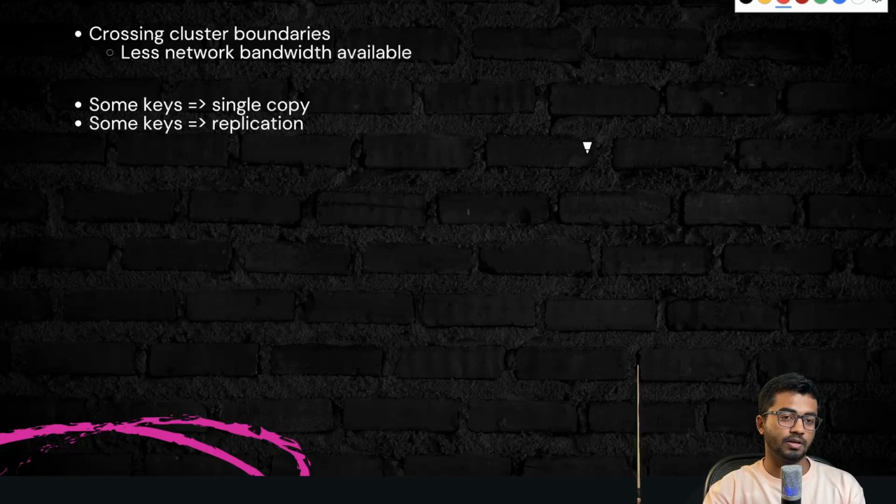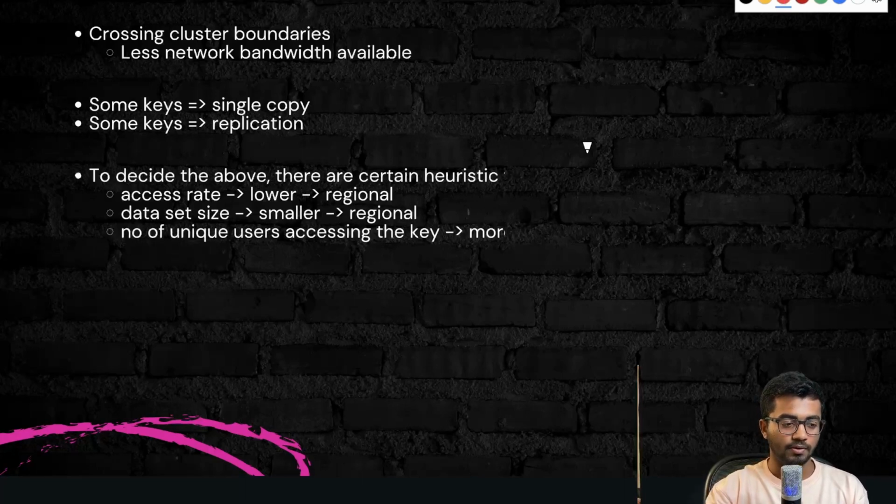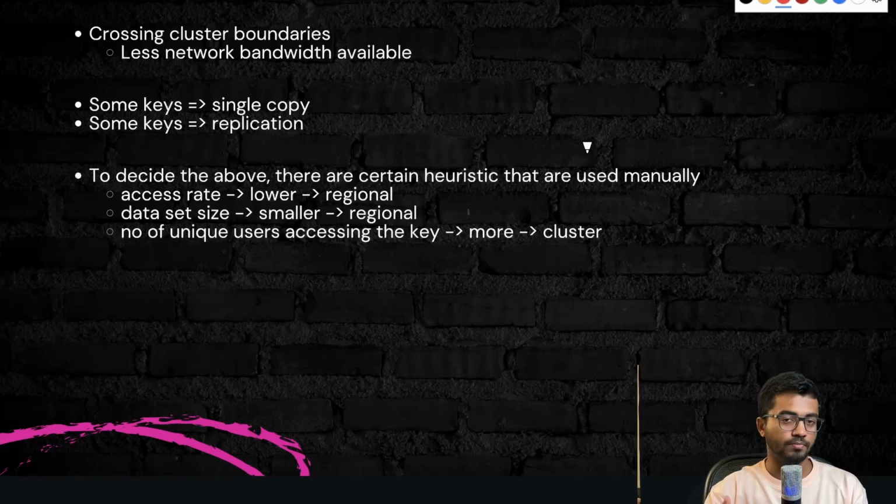And it determines how do we smartly do that. For that, we use some kind of heuristic to decide which goes where. Do some keys go to the regional cluster, or do some keys go to the replicated one? So these are the primary three things based on which the decision is made. One of them is the access rate. If it's a lower access rate, we don't mind putting it in the regional cluster, because if it is accessed less, it doesn't require a lot of communication bandwidth between these clusters, right?